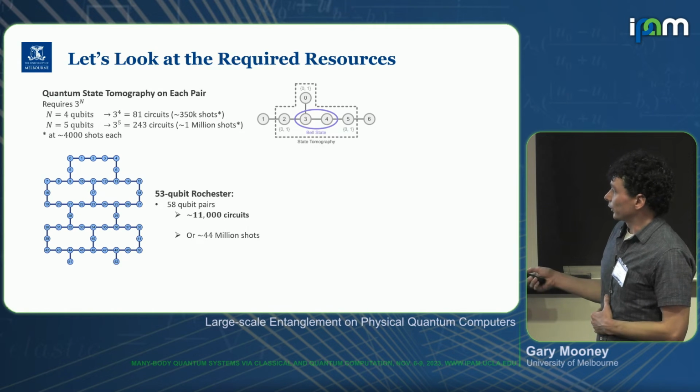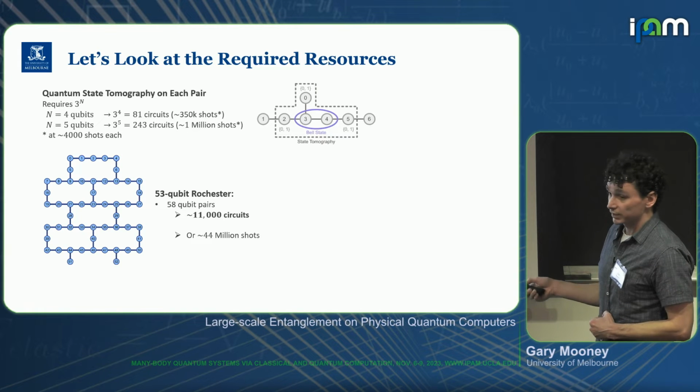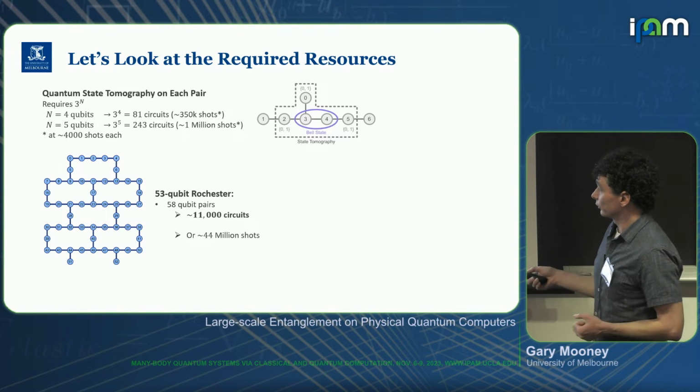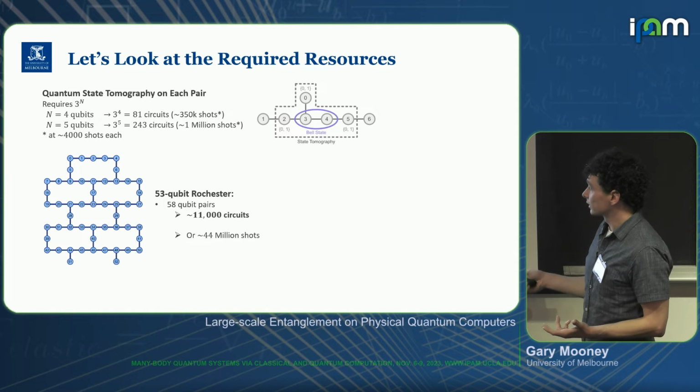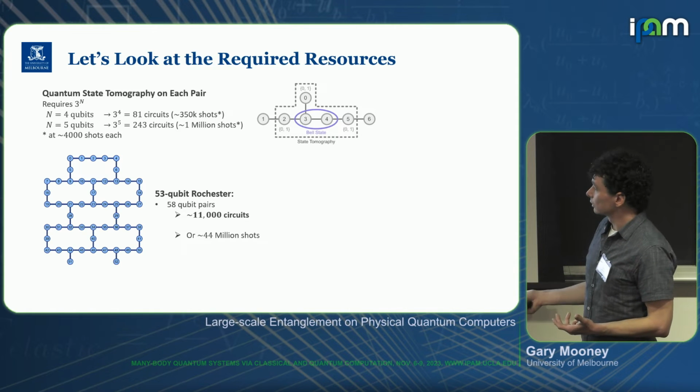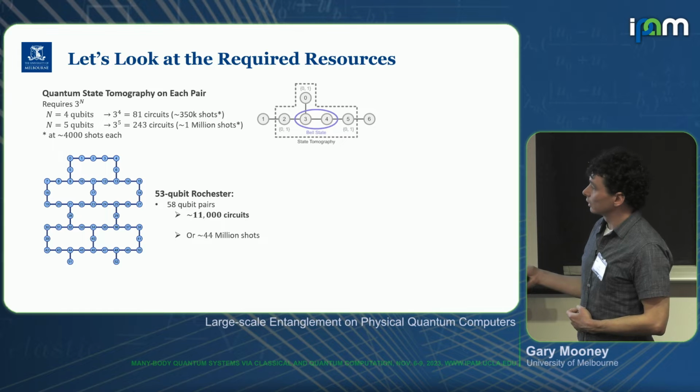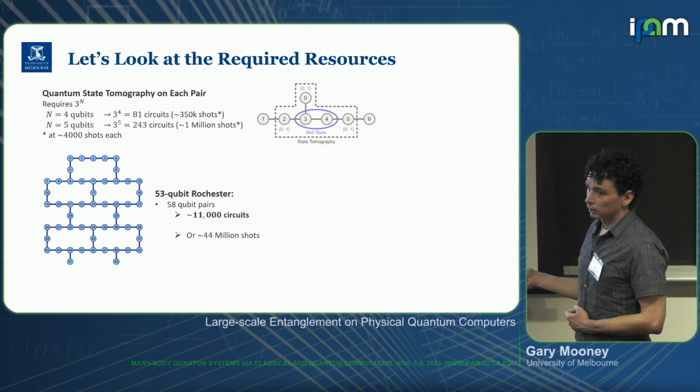Okay, so we've got 58 pairs of qubits in the Rochester device, and so you multiply those through, and now you've got 11,000 circuits and 44 million shots. Why not use witnesses? You should reduce the number of circuits you have to measure quite a lot.